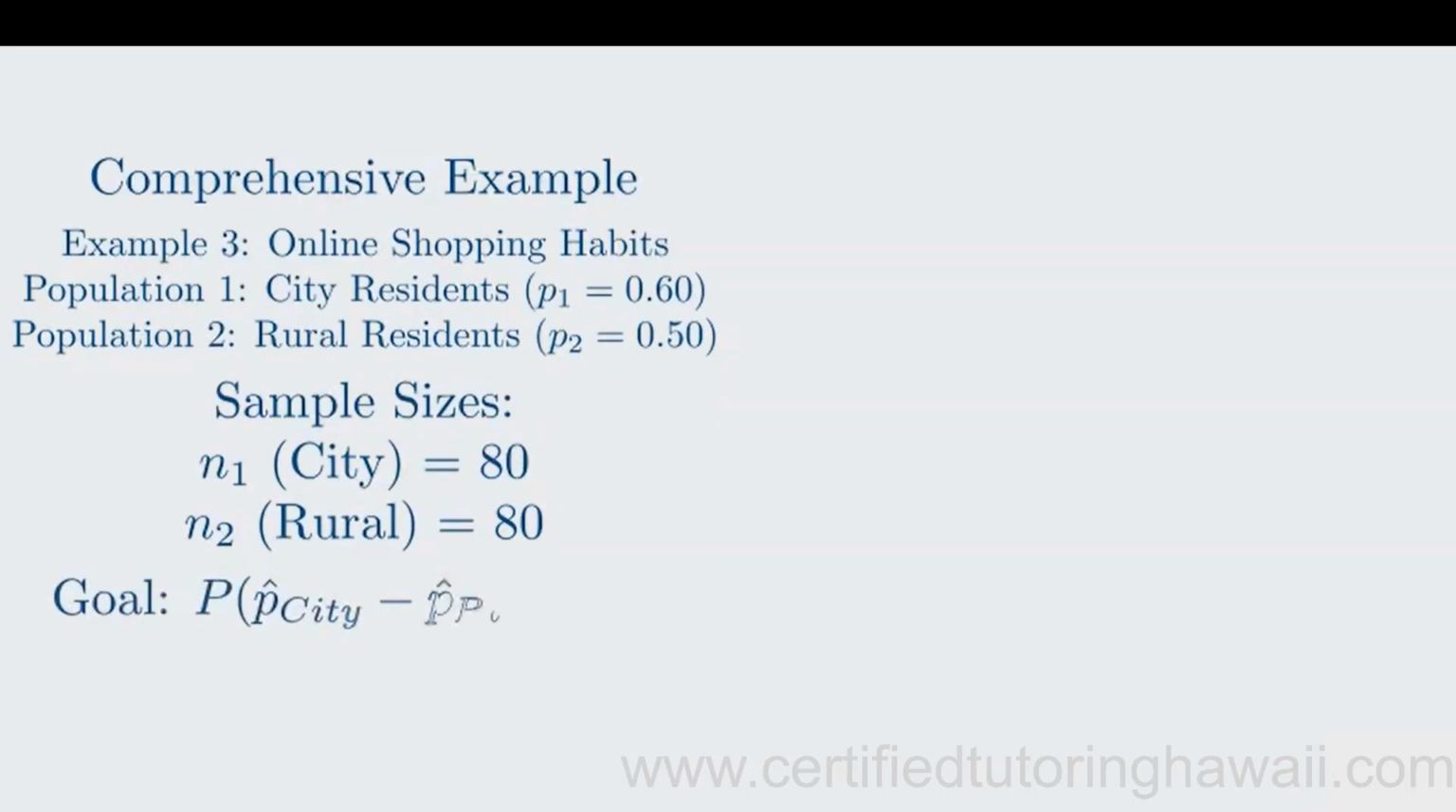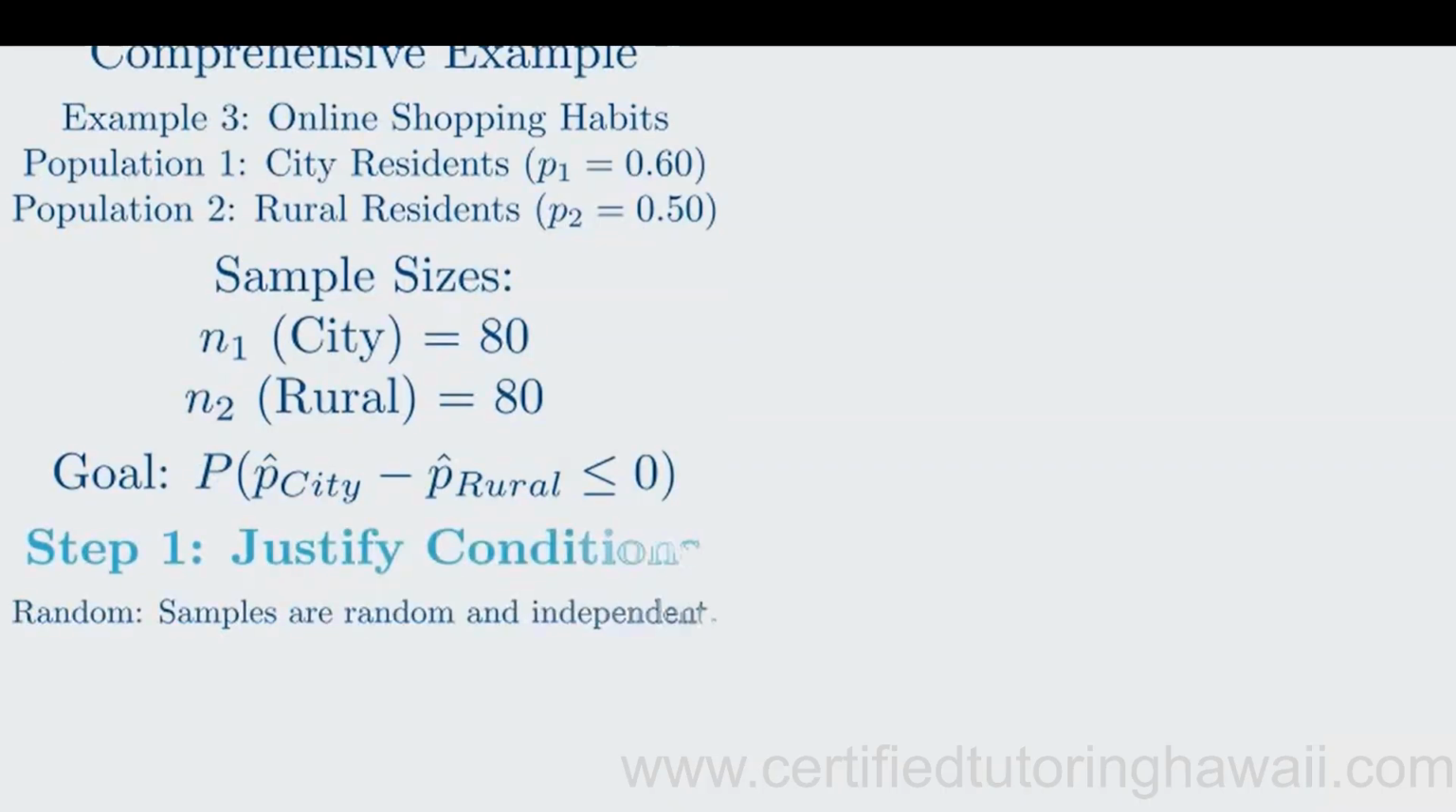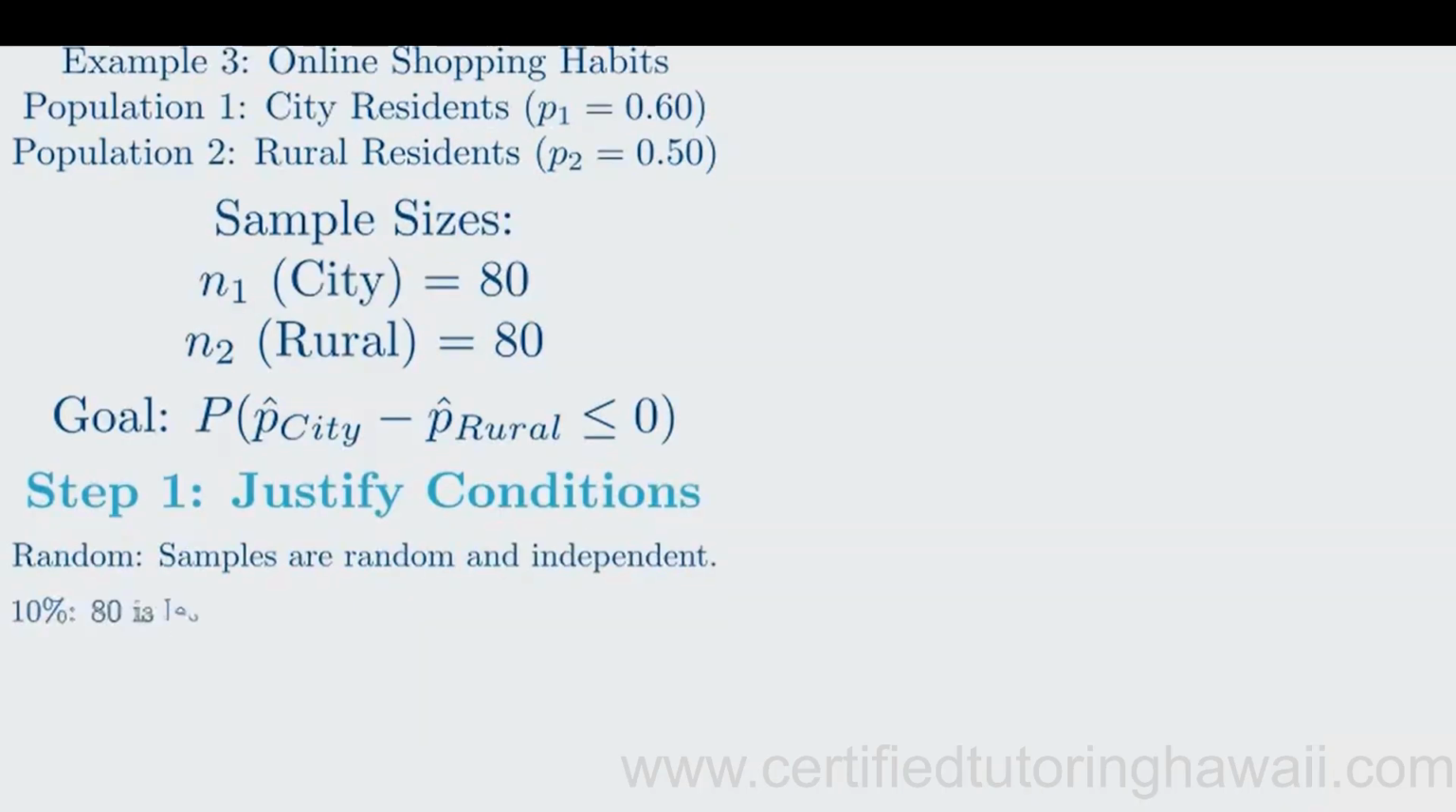This question is asking for the probability that our sample results show no difference, or even a difference in the opposite direction of what we expect. The samples are stated to be random. We can assume city and rural residents are independent groups. In any reasonably sized region, 80 people is less than 10% of the total population of city or rural dwellers.